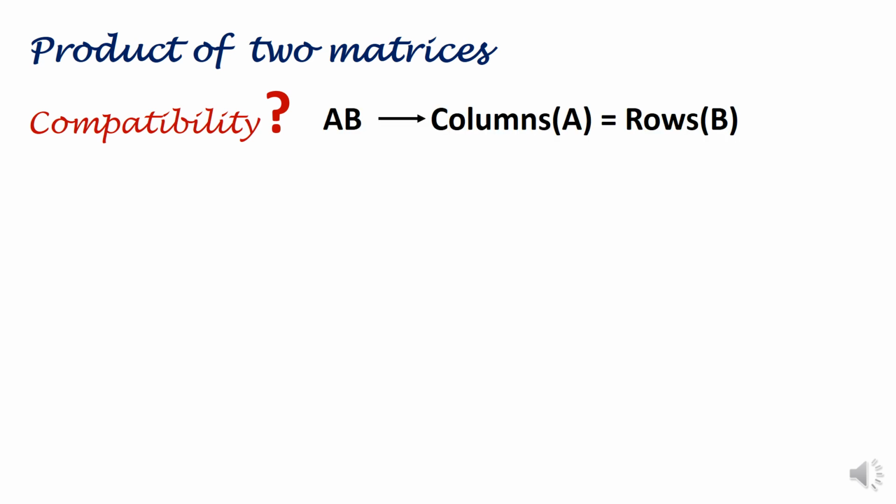Product of two matrices. Now two matrices have to be compatible for multiplication. Now what is the meaning of compatibility? Compatibility means that if there are two matrices, say A and B, A into B is possible only if the number of columns of A equals the number of rows of B. What is the meaning of that? Let us take an example here.